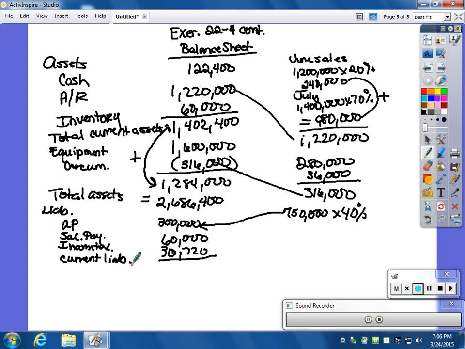So, how much is accounts payable plus salaries payable plus income tax payable? $390,720. Notes payable or loan payable, we can call it either one. How much was the bank loan that we figured out? 660,000. When we add those two, what do you get? 1,000,000.